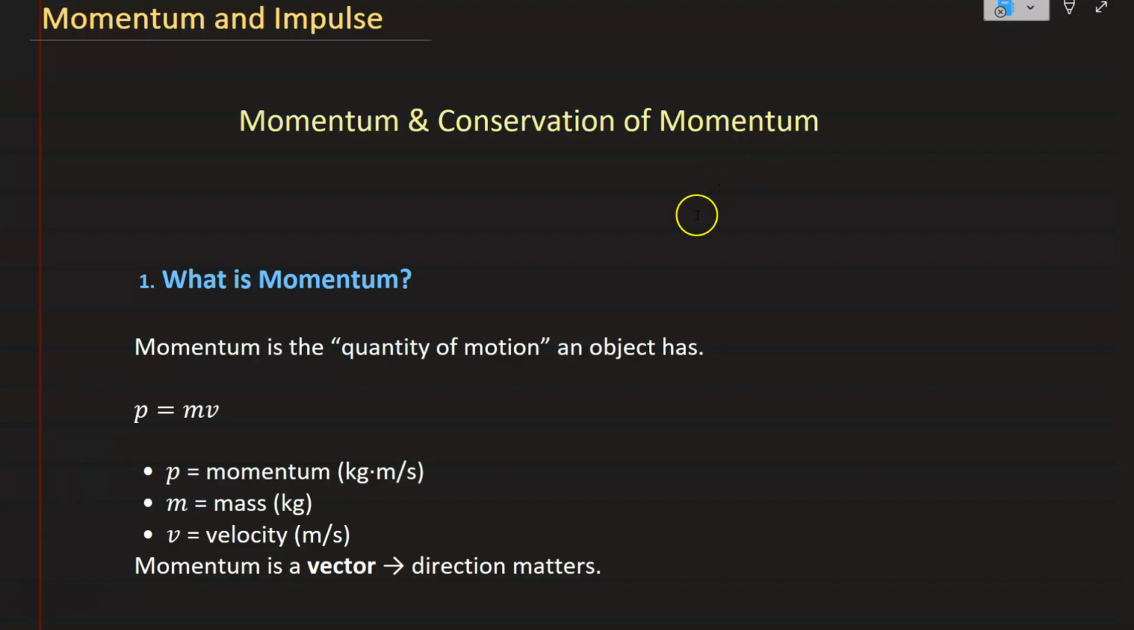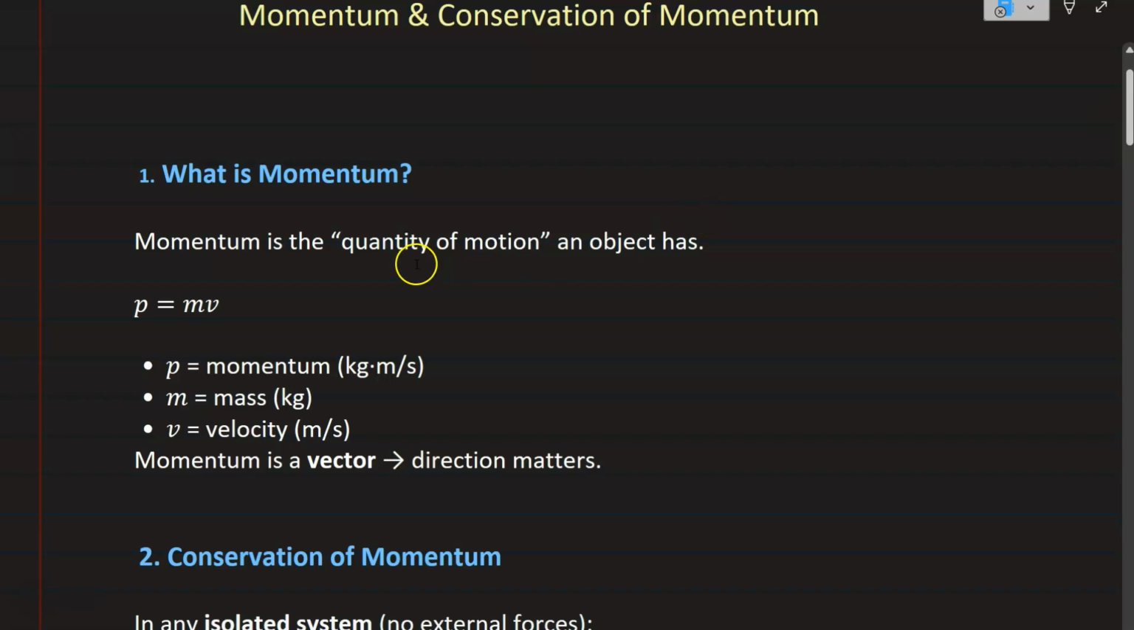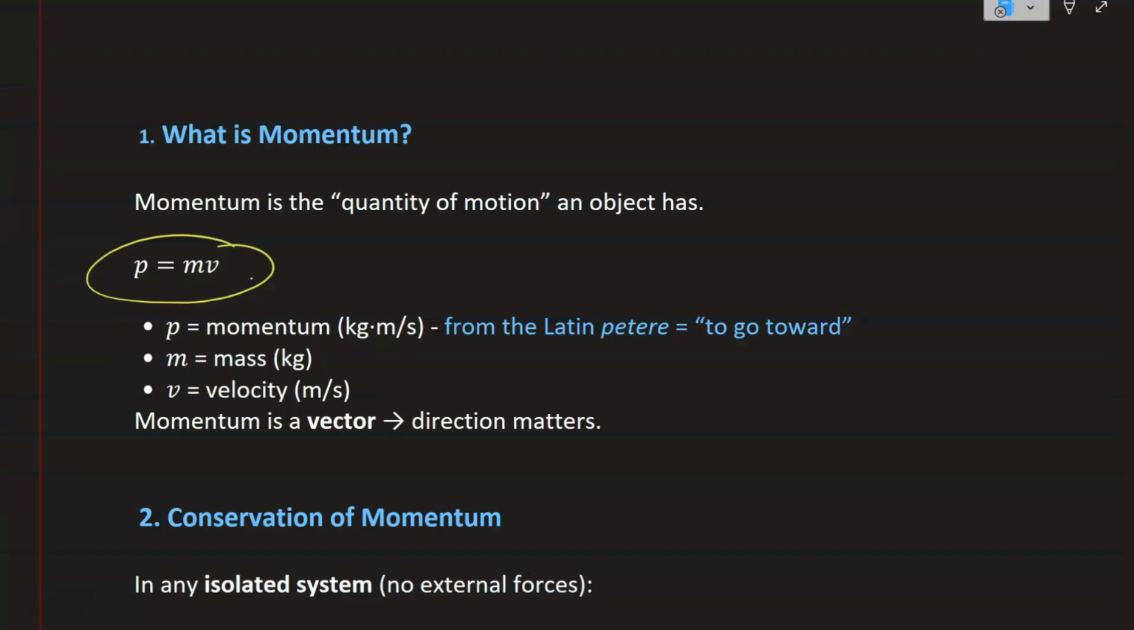All right, let's start. What is momentum? Momentum is the quantity of motion an object has. The momentum notation is p, and it's from the Latin "petere", I think that's how you pronounce it, which means to go towards. We use p so that it differentiates from other things, and it's a small p, not a capital P.